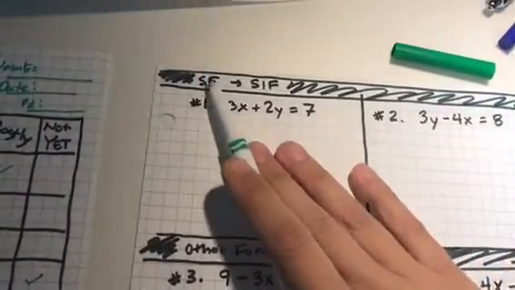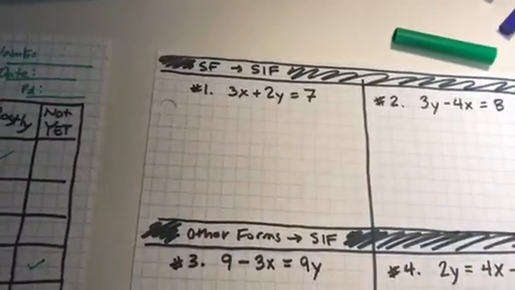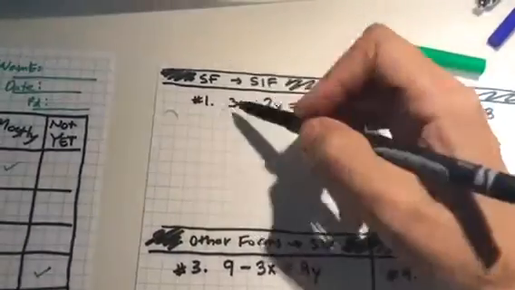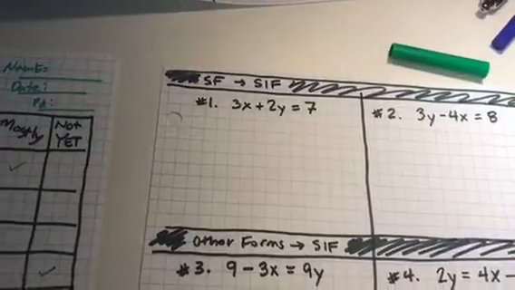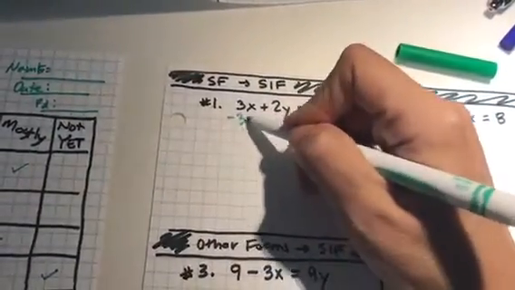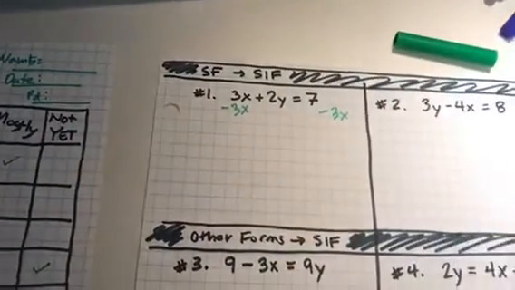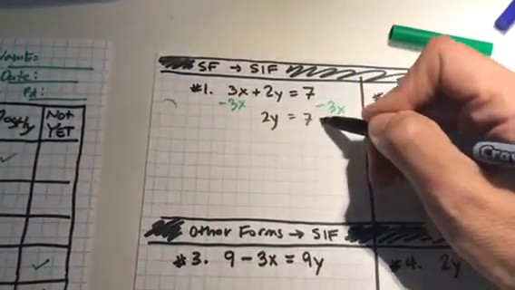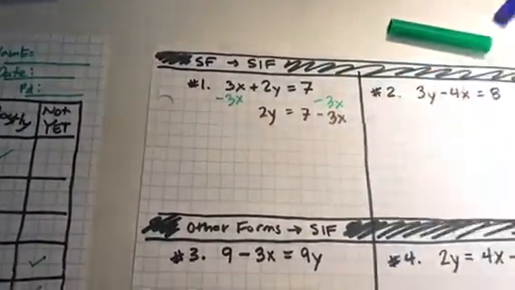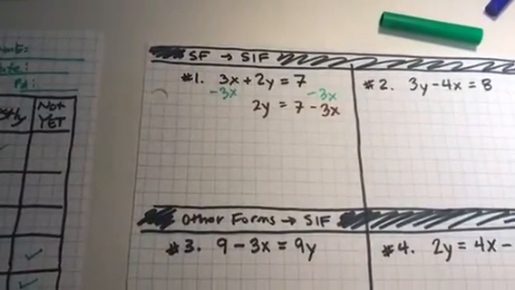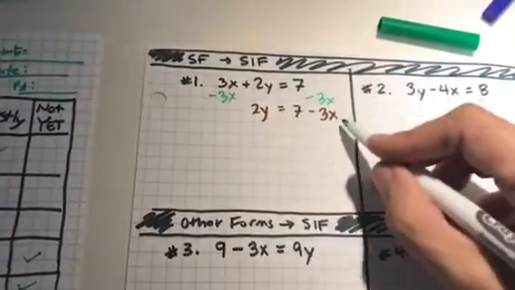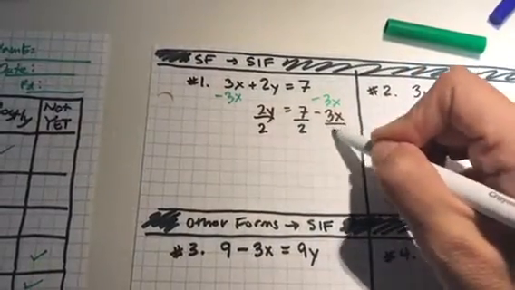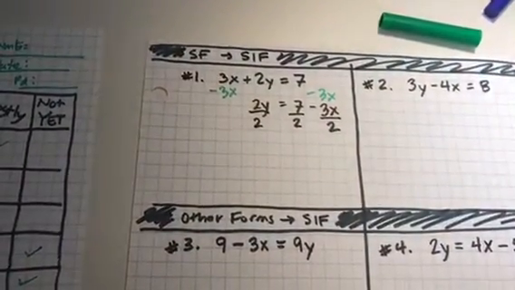The first skill is standard form to slope intercept form. So I notice X and Y are on the same side, and I'm just trying to get Y by himself on one side. So if you'd like this a little slower, go ahead and slow the video down. I'm just going to subtract 3X on both sides. Then recopy the problem. Now still, 2 is being multiplied by Y, so I'm going to divide everyone by 2.